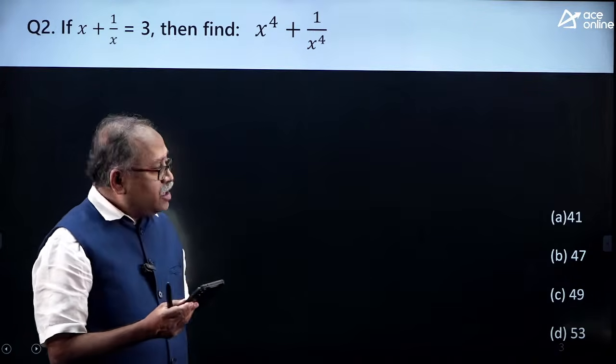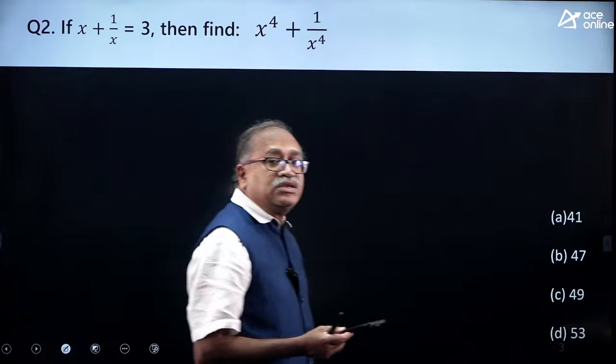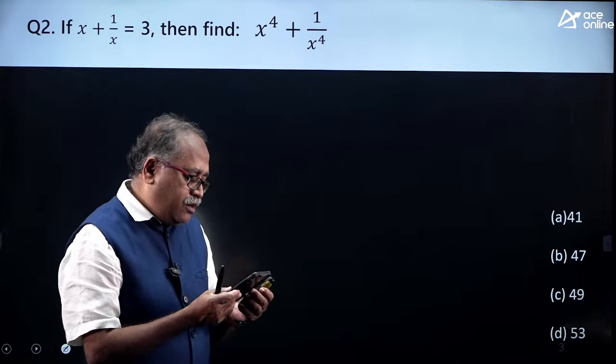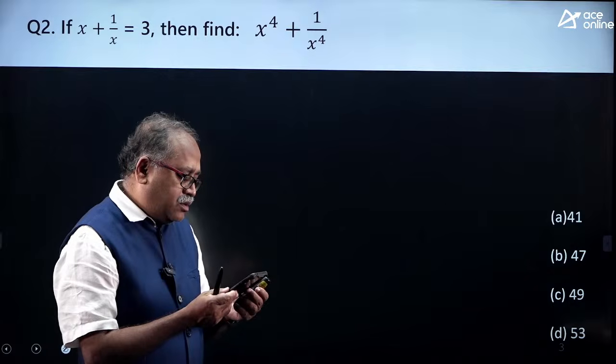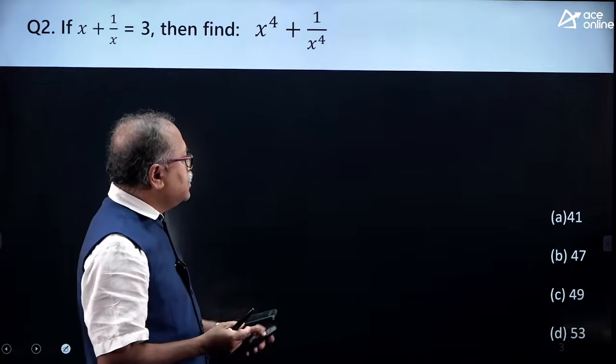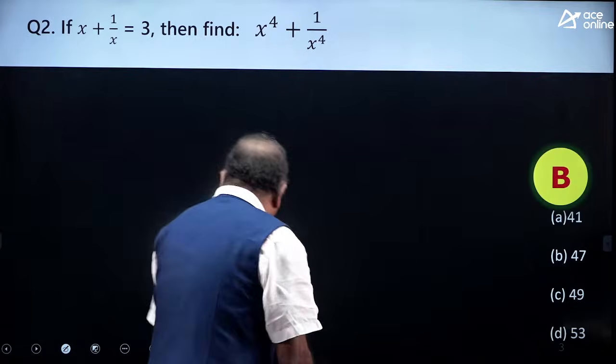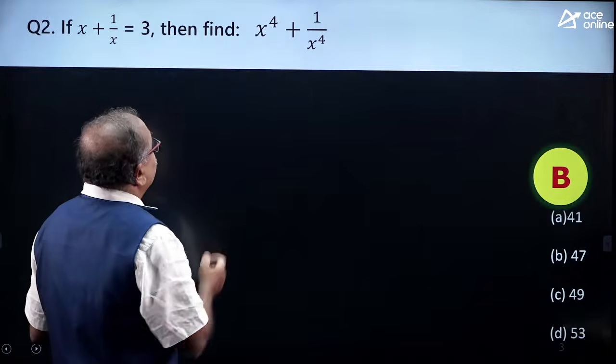Oh, that's great. Option B. Let me check that. Option B, you are saying 47. And what's your name? Sunshine. Okay, so Sunshine, let's see, option B is correct. Yeah, that's right. So you know how to approach this particular question.